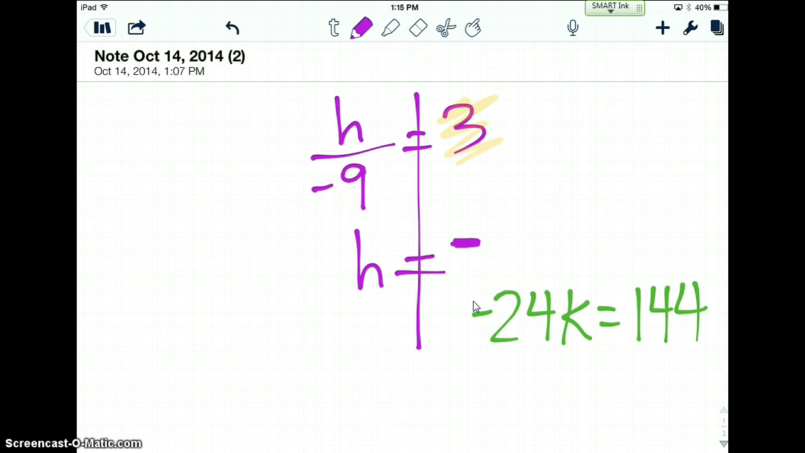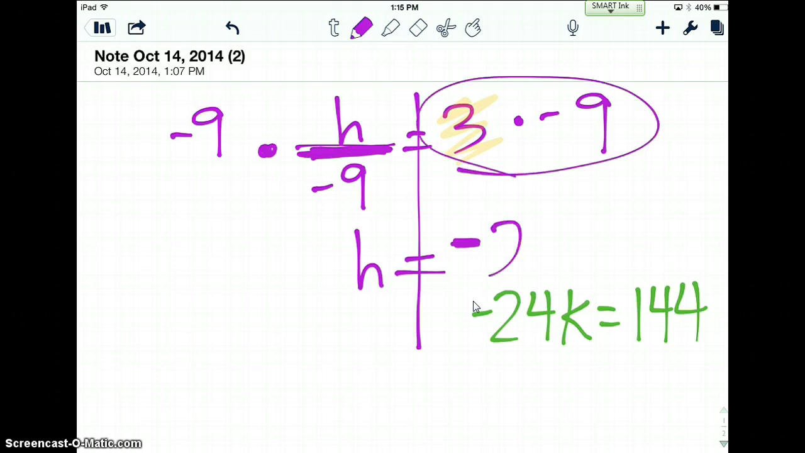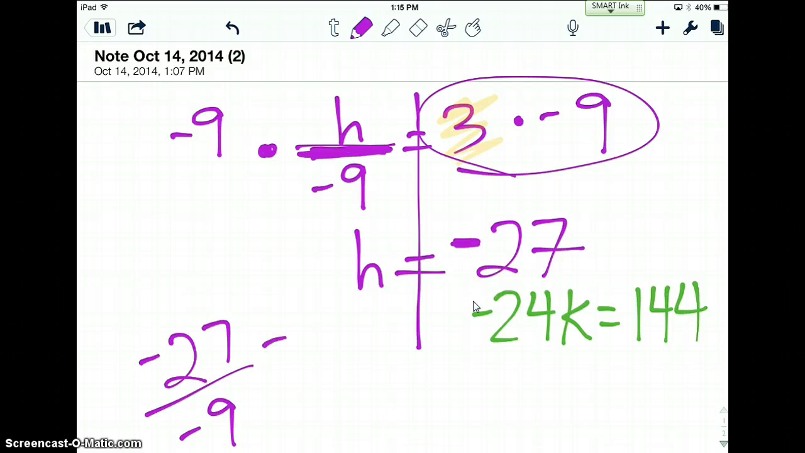Well, we need to get rid of this division by negative 9. So to get rid of a division by negative 9, we do the opposite of that and multiply by negative 9. If I do it to one side, I have to do it to the other. So the easy part to see here is the right side, that 3 times negative 9 is negative 27. And when I sub it back in, negative 27 divided by negative 9, will that give you 3? Yes, it does.